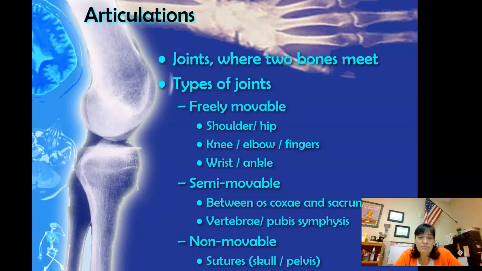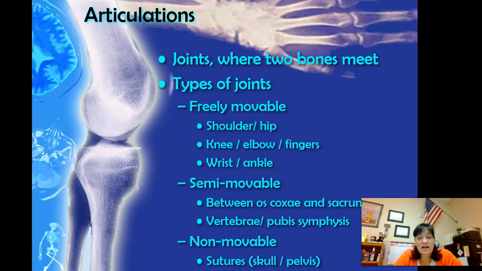Then we have semi-movable joints. An example of these would be between the os coxae and the sacrum, and then the vertebrae and the pubis symphysis where they meet. So it's like barely any give at all.